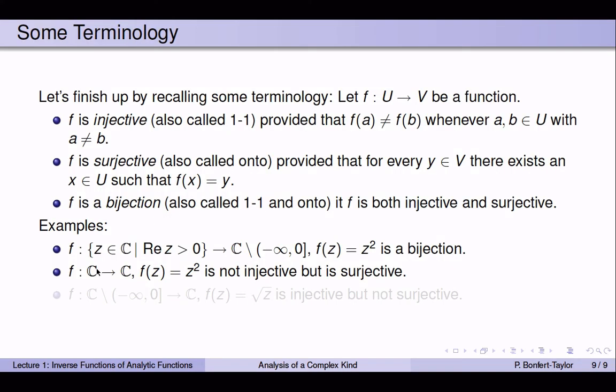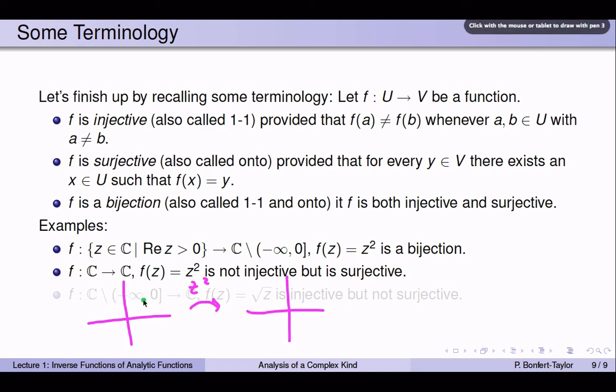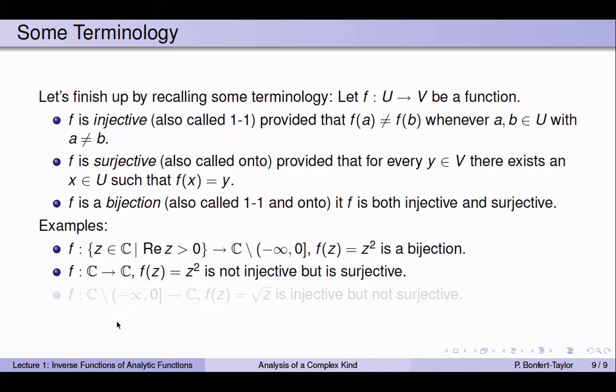If, on the other hand, I allow u to be the entire complex plane and v to be the entire complex plane, and look at the function z squared between those two, well, it's not injective, as we saw before, because for every point z, there's another point that gets mapped to the same point over here. But it is surjective, because for every point in the complex plane, I can find a square root that is coming from somewhere over here. So it is surjective, but no longer injective.